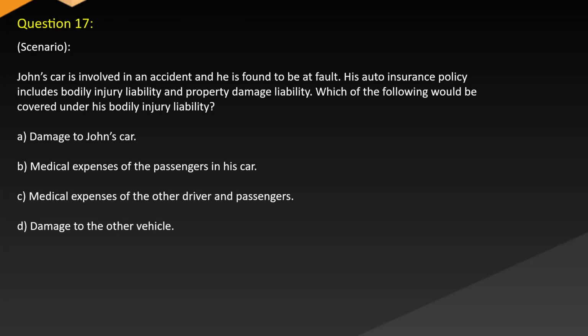Question 17 scenario: John's car is involved in an accident and he is found to be at fault. His auto insurance policy includes bodily injury liability and property damage liability. Which of the following would be covered under his bodily injury liability? A. Damage to John's car. B. Medical expenses of the passengers in his car. C. Medical expenses of the other driver and passengers. D. Damage to the other vehicle.